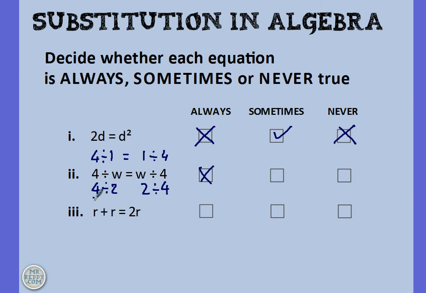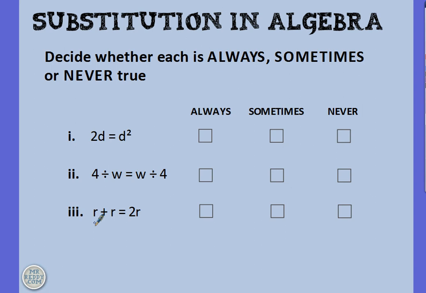4 divided by 0, I could try, and 0 divided by 4. You can't actually divide by 0, so that gives you an error, so that's not true. But I have got one more that I think might just work. 4 divided by 4, so this is where w is equal to 4. And over here then that would be 4 divided by 4. So in this case they will equal each other. So that means that must be sometimes true.